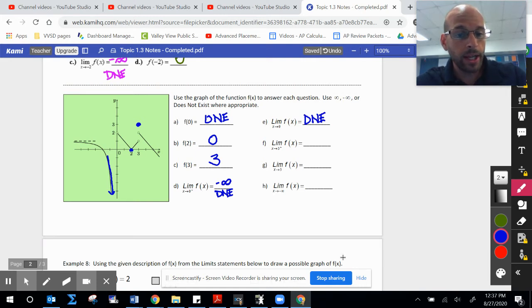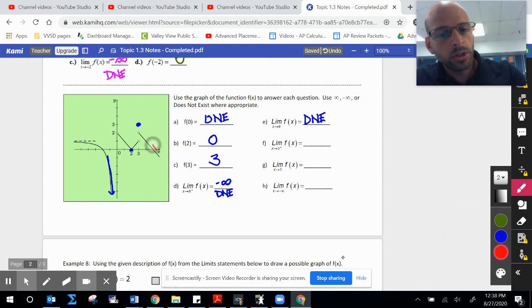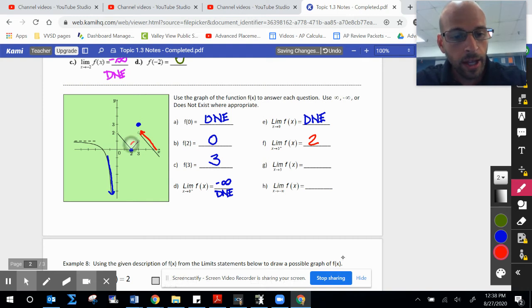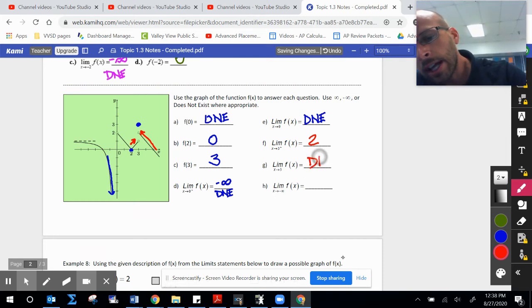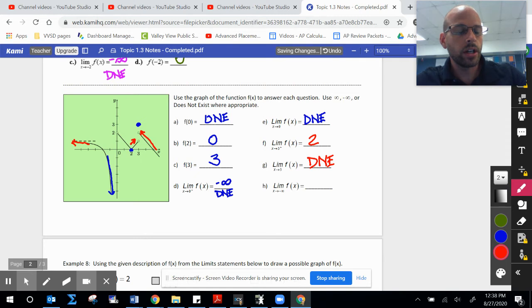As I approach 3 from the right side, that is going to go to the y value of 2. As I approach 3, again, the left and right are different values. You can see the left side goes to 1, the right side goes to 2, so this does not exist. And then lastly, as x approaches negative infinity, that's going to be this section over here. It's kind of going toward that horizontal asymptote, so my graph is going to get closer and closer and closer to the y value of 1.